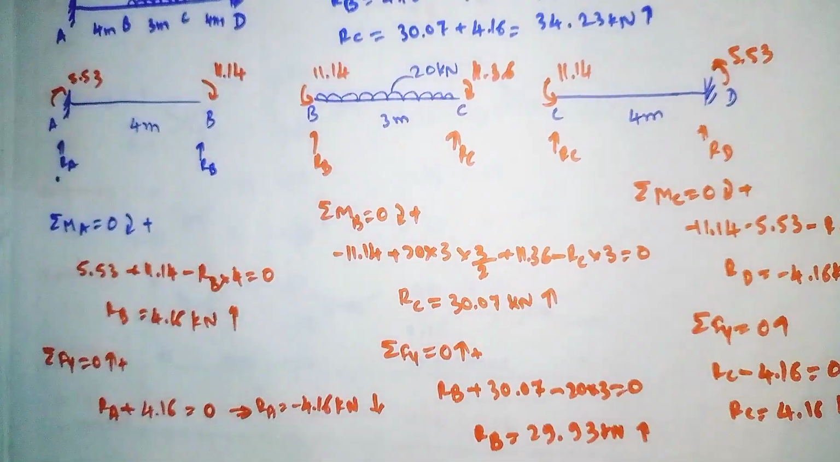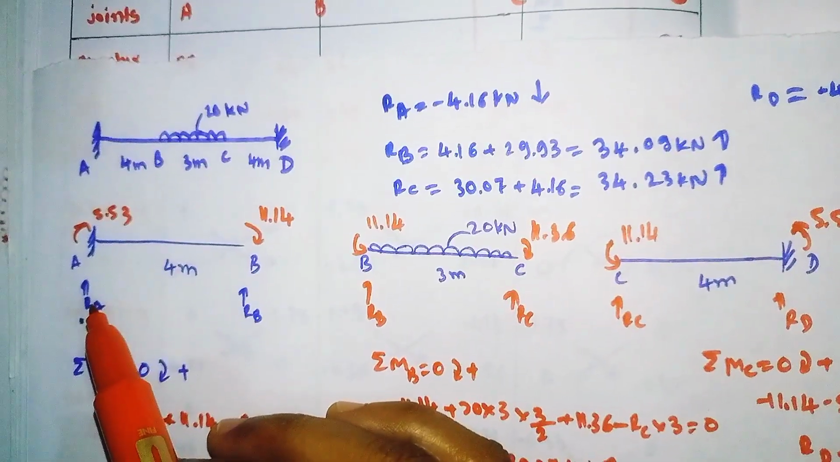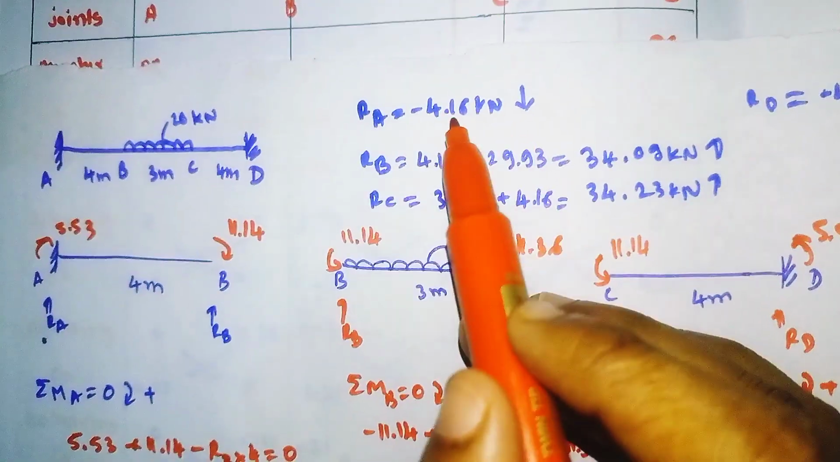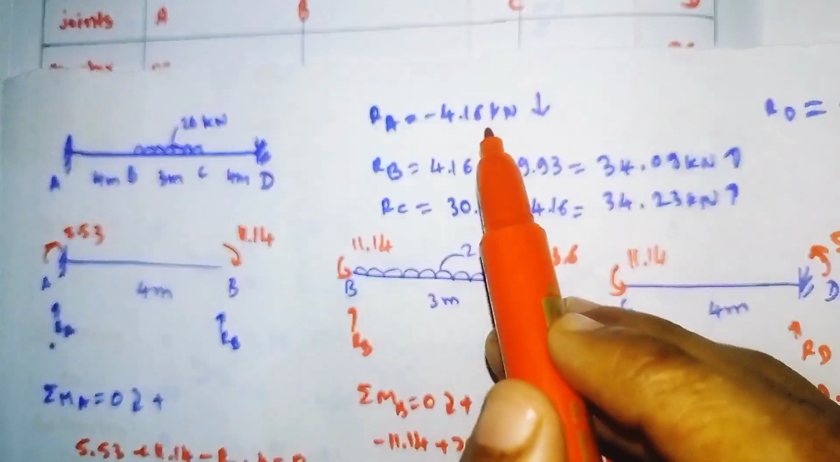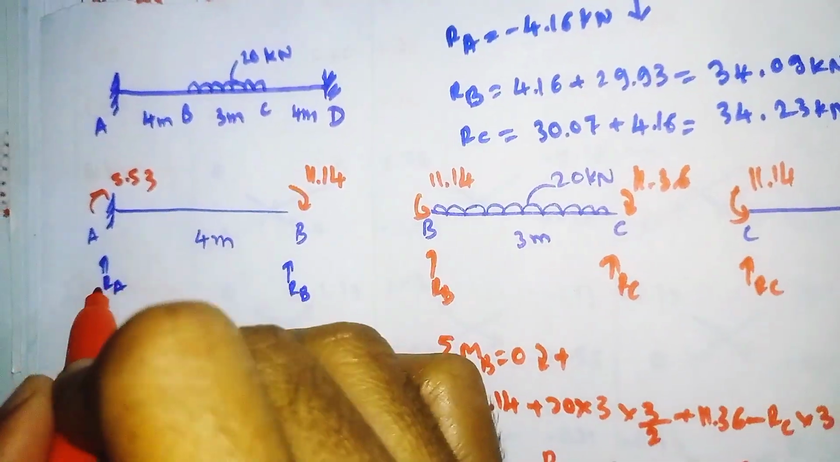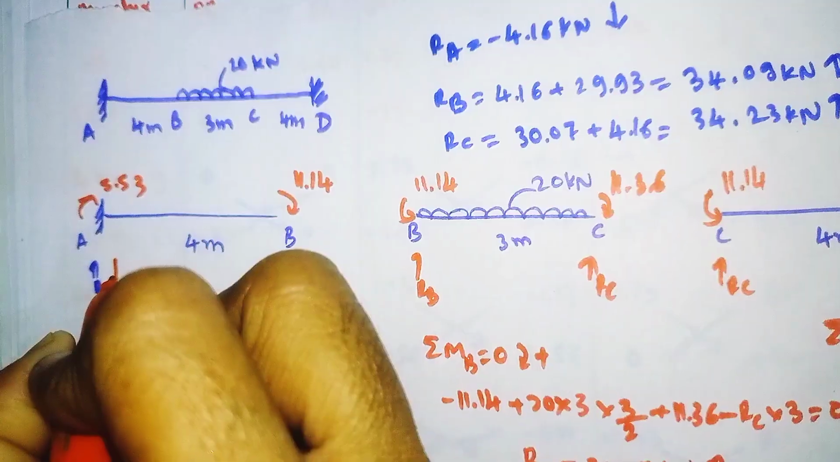So see here, one more thing. Here we have considered our RA value to be moving upwards, but we got our final value in minus, that is minus 4.16, which means it is moving downward. It means we need to correct it. We have considered it as positive, but it's moving downward. We need to correct it.